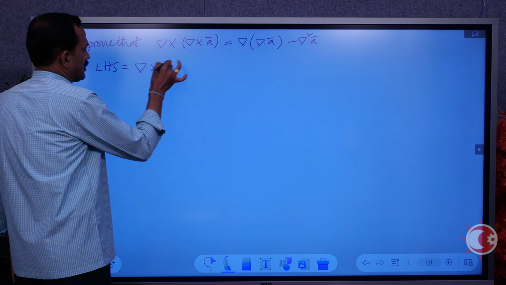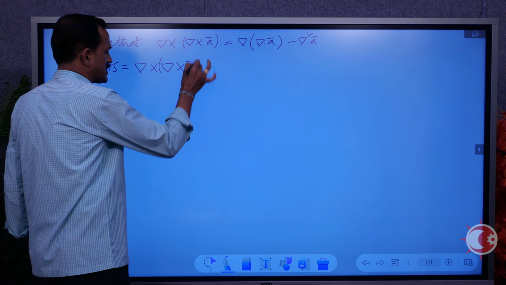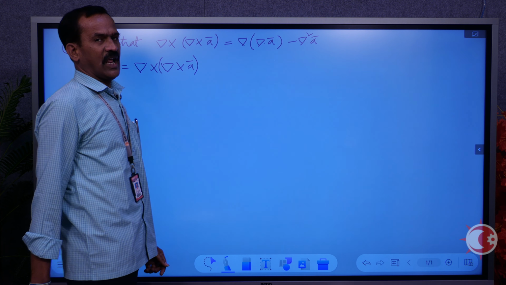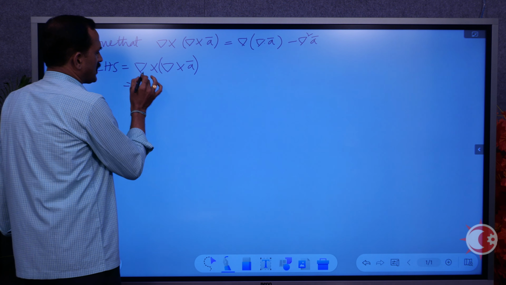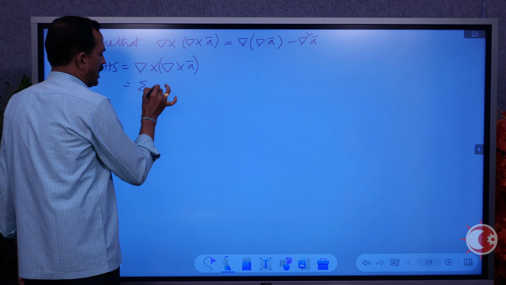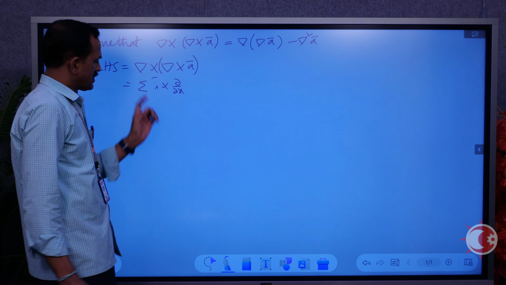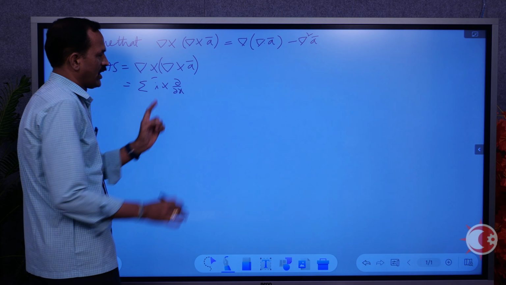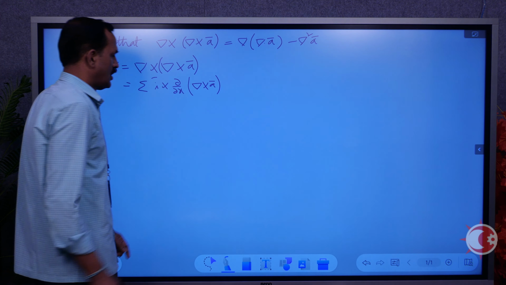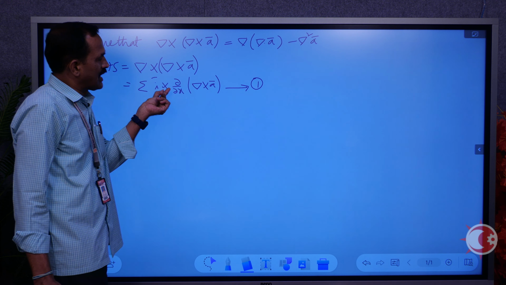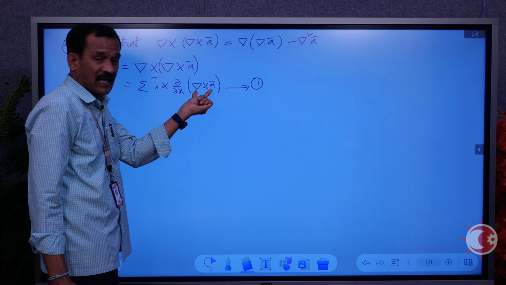Del cross (del cross A bar). We started with LHS. Just maintain brackets. According to the definition of del cross, which is nothing but curl, apply that notation. What do we have? Del cross of that: sigma I bar cross dou by dou x of that part, that is del cross A bar. Now we have sigma I bar cross dou by dou x of del cross A bar. Now I have to work out this part, del cross A bar.